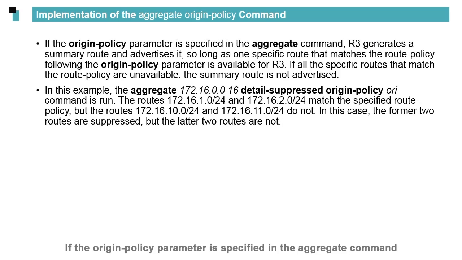If the origin policy parameter is specified in the aggregate command, R3 generates a summary route and advertises it as long as one specific route that matches the route policy following the origin policy parameter is available for R3. If all the specific routes that match the route policy are unavailable, the summary route is not advertised. If both detail suppressed and origin policy parameters are specified in the command, the specific routes that do not match the route policy are not suppressed.